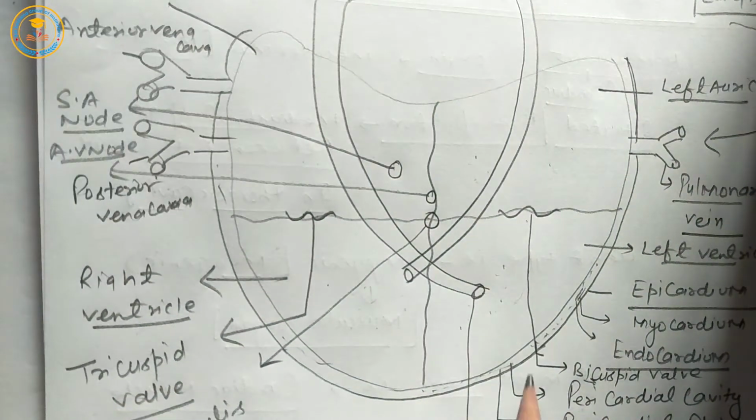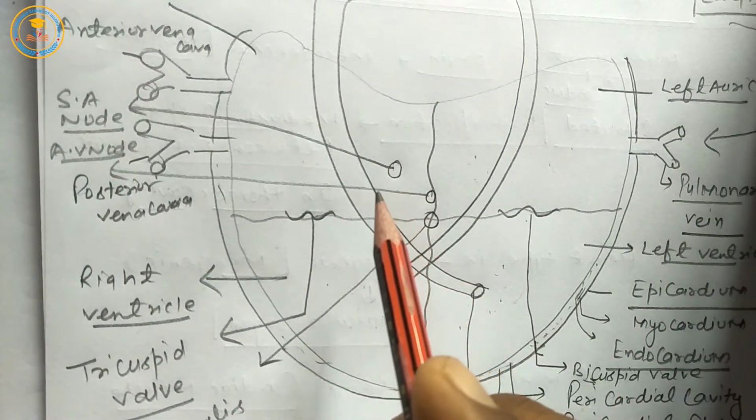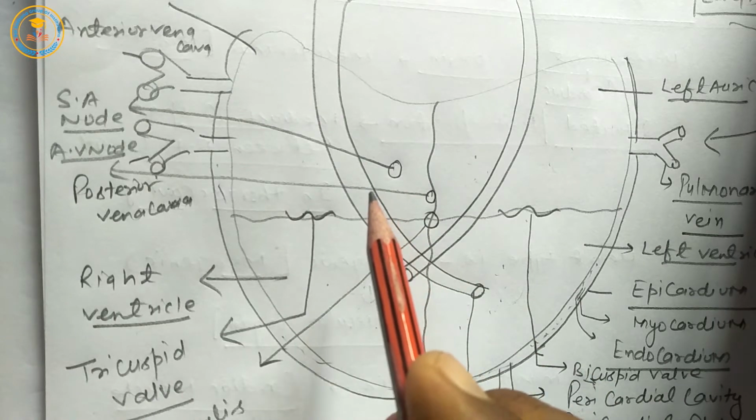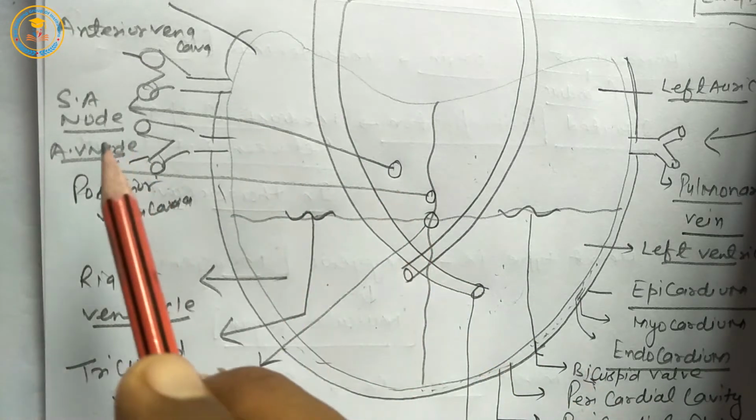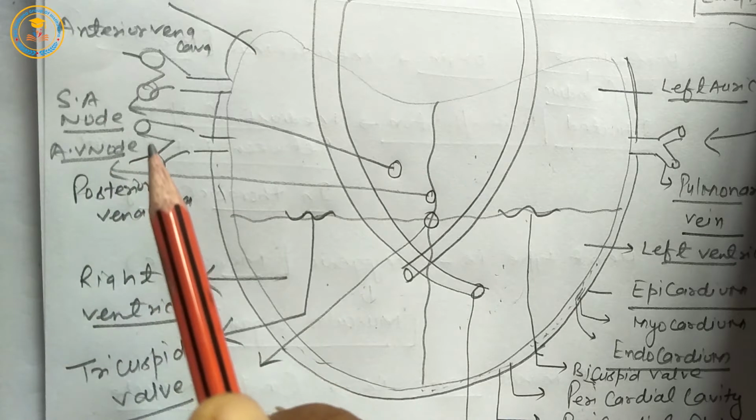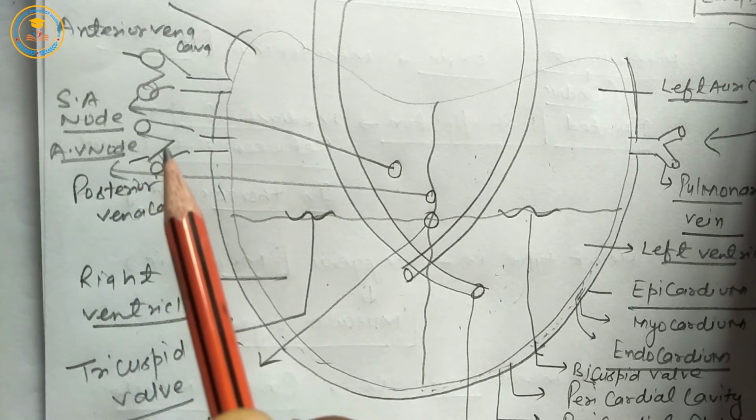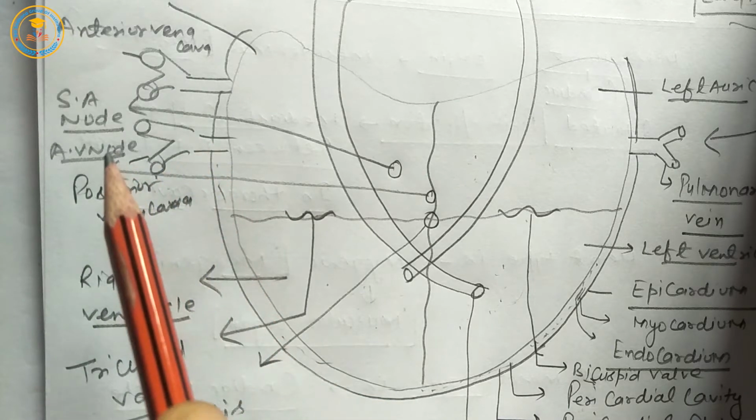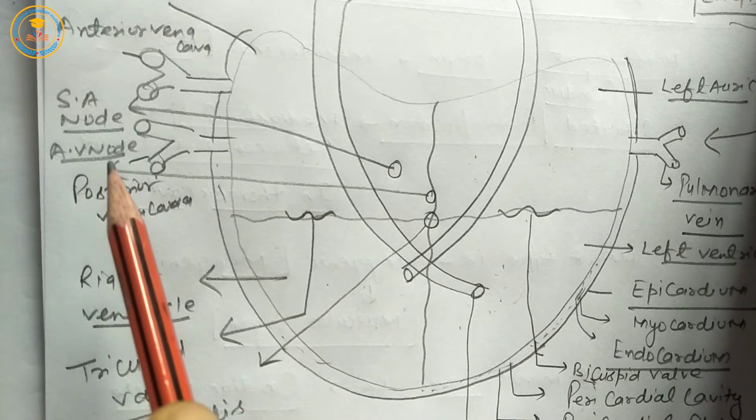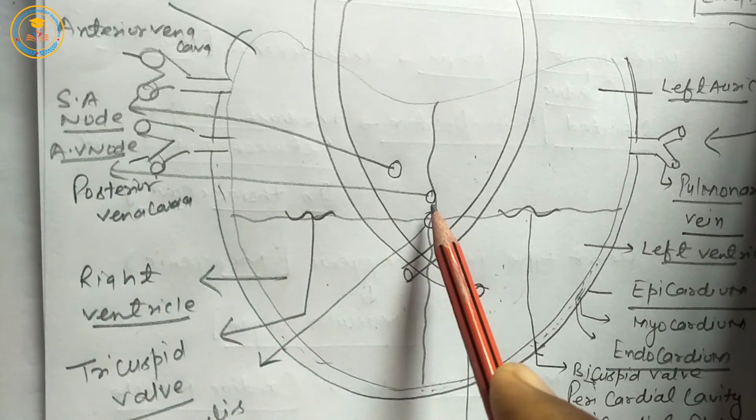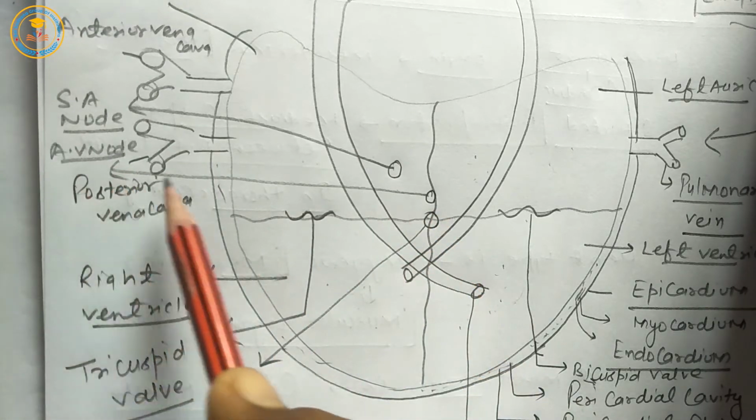Next, in the right auricle part, there are two specific round or oval shaped structures. First is the SA node. It is also known as the pacemaker. It is the heart of the heart. The full form of SA node is sinoauricular node. Next, AV node. It is the auriculoventricular node.